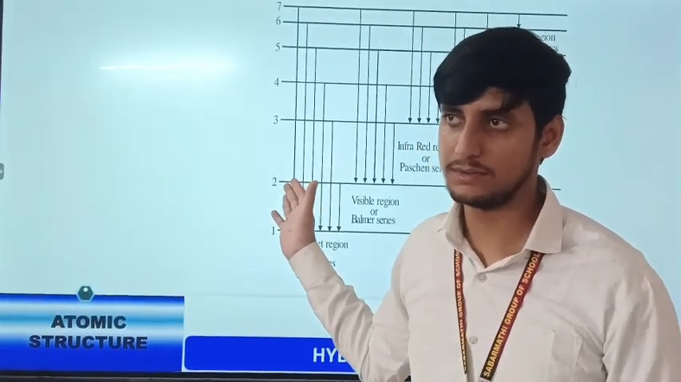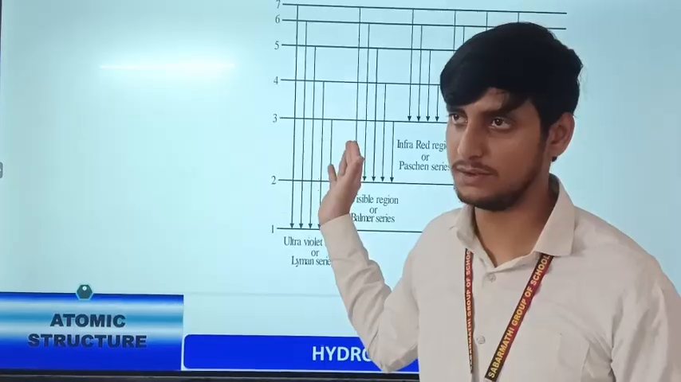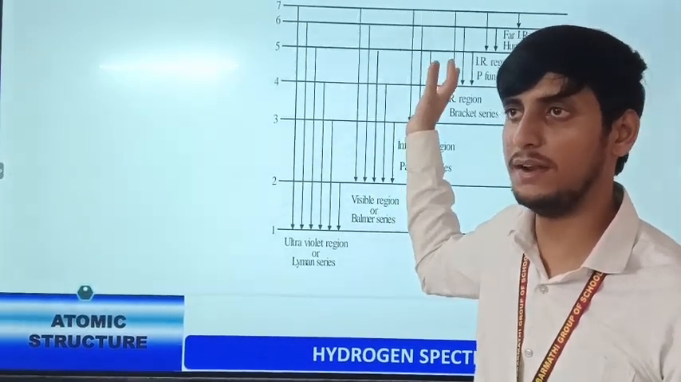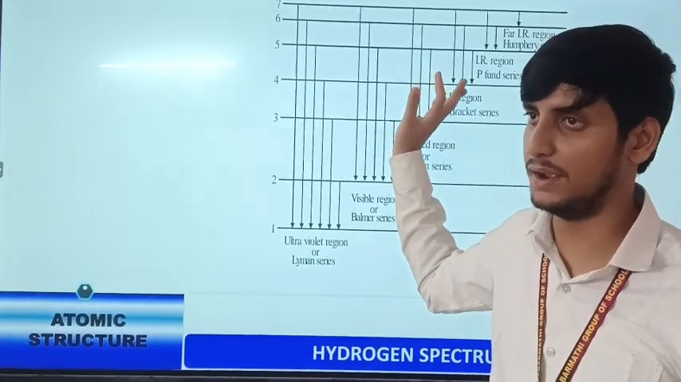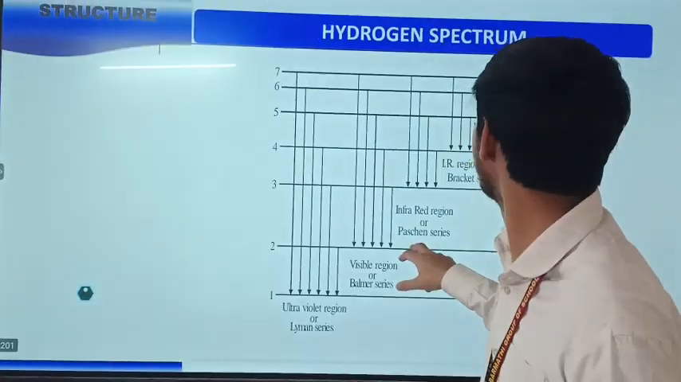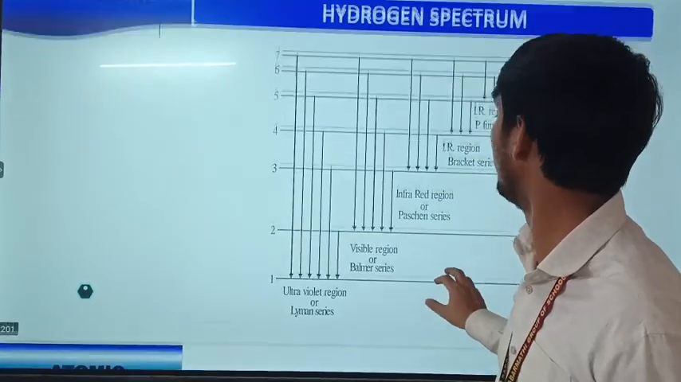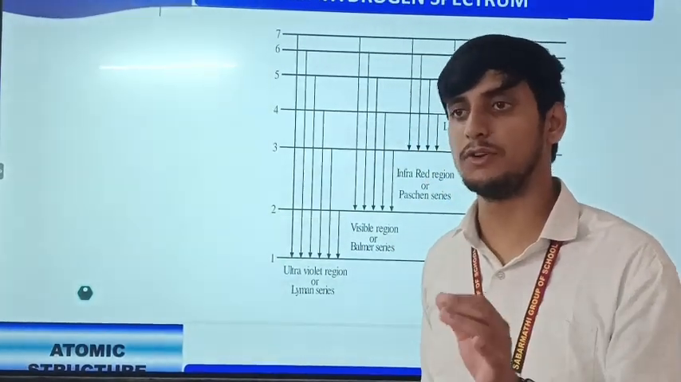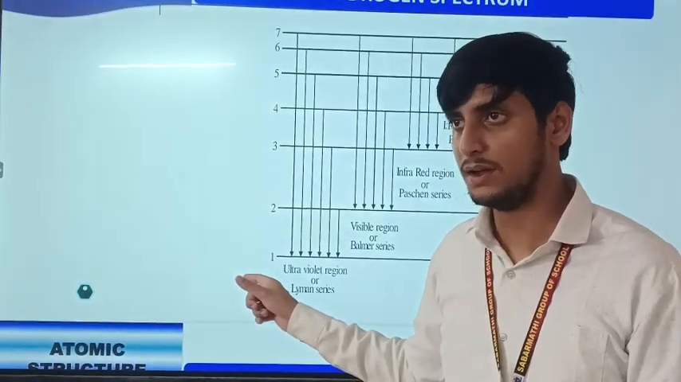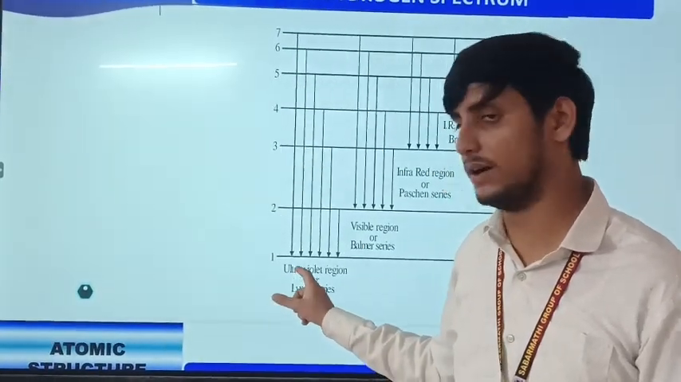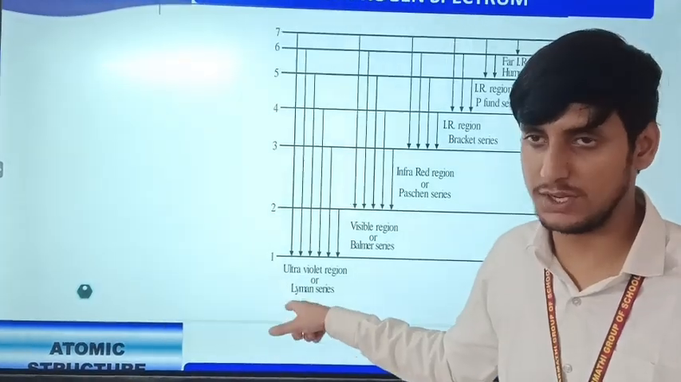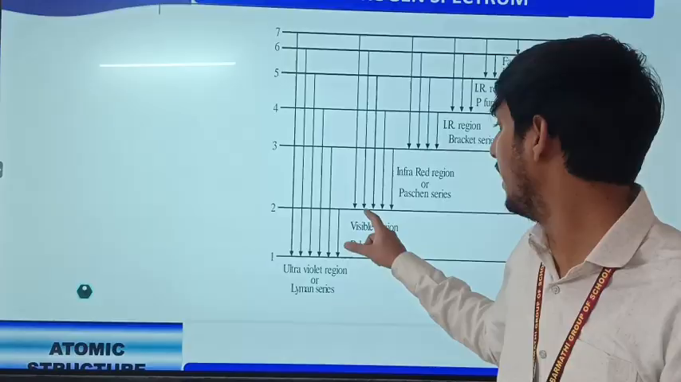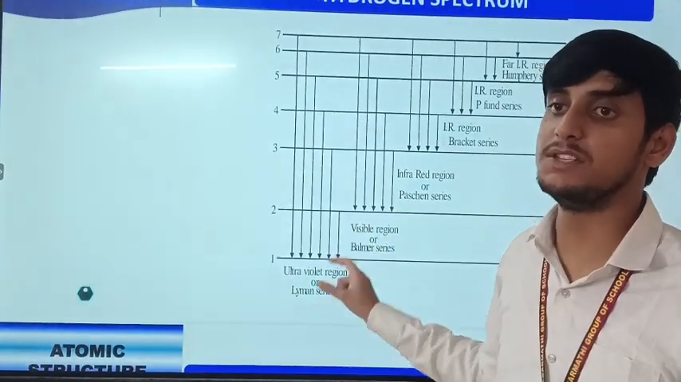Second, Balmer; third, Paschen; fourth, Brackett; and fifth, Pfund. If electrons come to the sixth shell, it is called Humphrey. Each series is associated with electromagnetic waves. The first, the Lyman series, is associated with the UV region, and the second, the Balmer series, with the visible region.